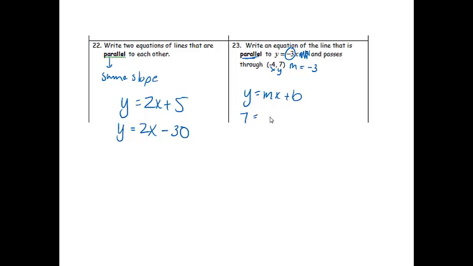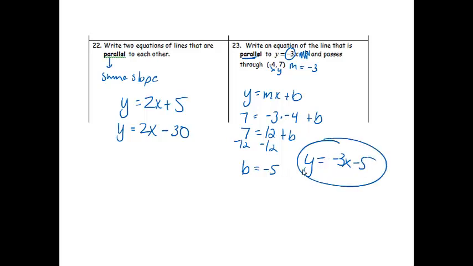We've got 7 = m, which is -3, times my x, which is -4, plus b. So I'll get 7 = -3 times -4 is 12, plus b. To get the b by itself, I'll subtract 12 from both sides. So I'll get b = -5. So the equation of the line is y = m, which was -3x, and then plus b, and b is -5. So there we go.